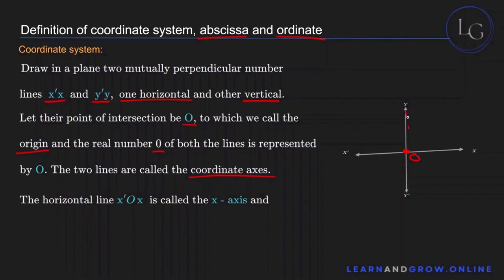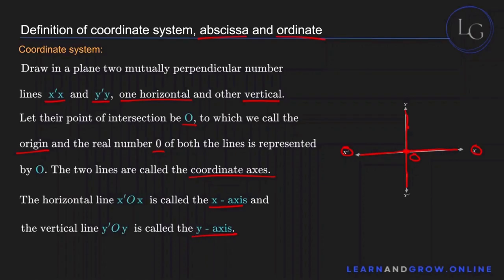So this line and this line, they are called the coordinate axis. The horizontal line that starts at x prime, goes till O, and ends at x is called the x-axis. So this horizontal line is called the x-axis, and similarly this vertical line is called the y-axis. Okay, so this is just basic stuff.